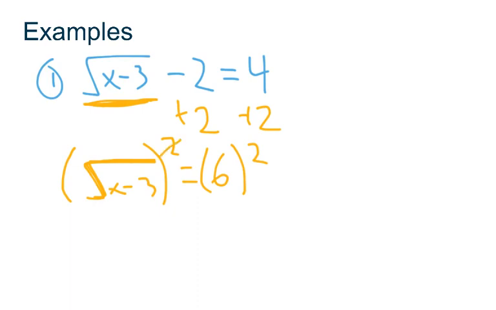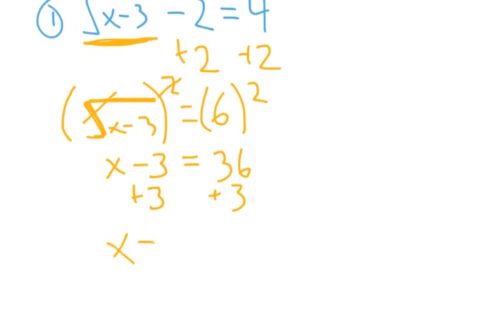Squaring and square rooting undo each other, freeing up this x minus 3. And then 6 squared is 36. We then add 3 to both sides, and we'll get x equals 39.